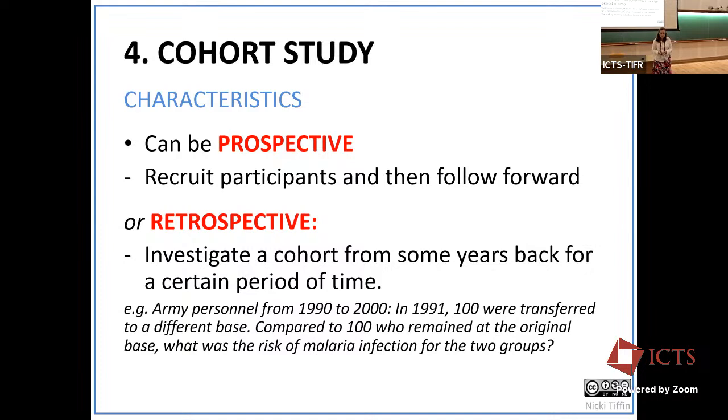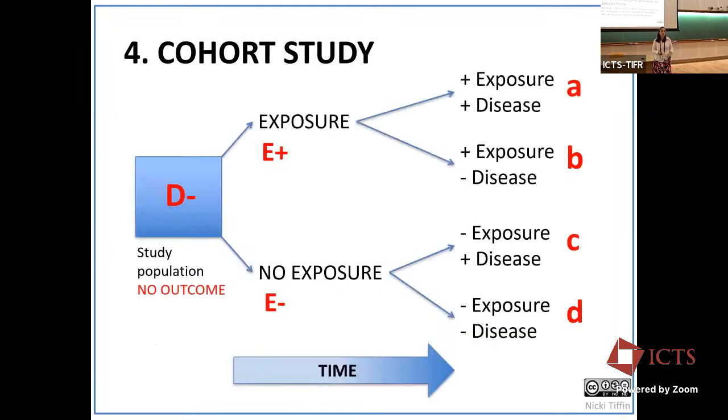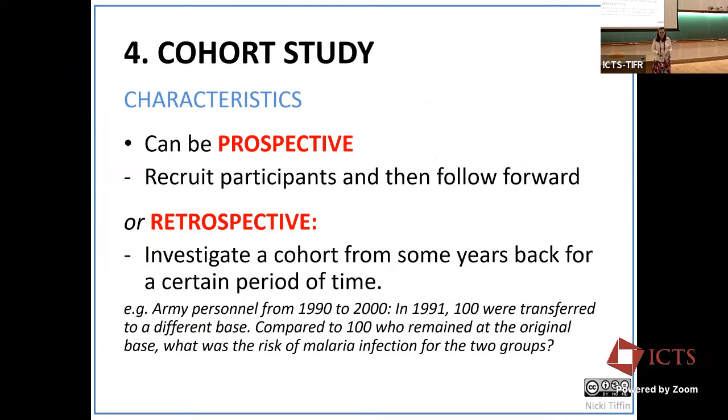So here was an example of a retrospective cohort. Army personnel from 1990 to 2000. In 1991, 100 were transferred to a different base. Compared to 100 who remained at the original base, what was the risk of malaria infection for the two groups? So the data all already existed, but it's a study done over time. When did people get malaria or not in that time? And the exposure, 100 had a different exposure. In this case, exposure was geographical location.